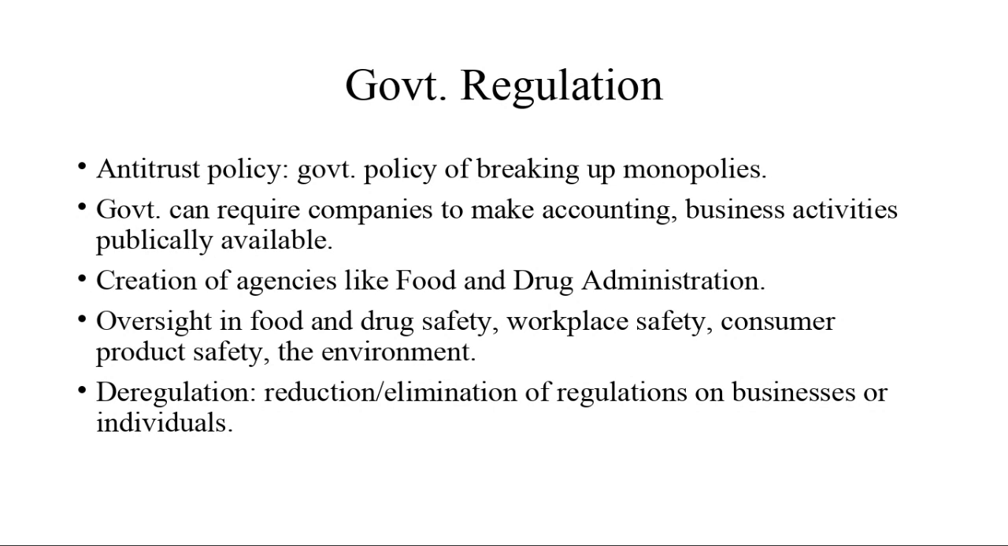AT&T can't just buy out Sprint. Amazon can't just buy out Walmart. There are limits on the ability for companies to essentially buy each other up and limit the competition on the market. So the government will prosecute companies that try to create a monopoly. They can also require companies to make their accounting and business activities publicly available. We should know who's lobbying in Congress. We should know how well Amazon is actually doing, partly for stock investments. We should know if a company is actually doing well or not.